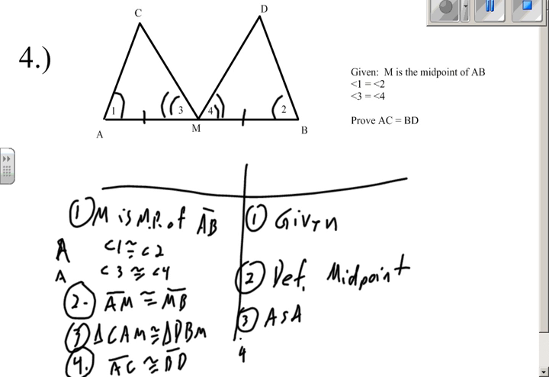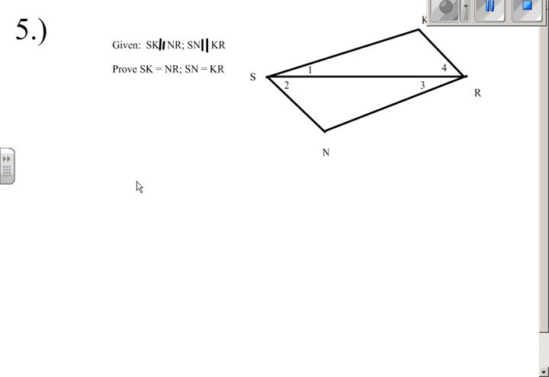Reason, CPCTC. Number 5, right here we have SK is parallel to NR. So we have parallel lines here. And SN is parallel to KR. This side is parallel to this side.